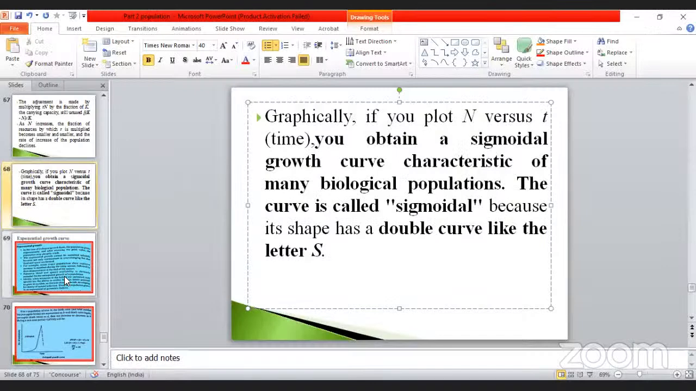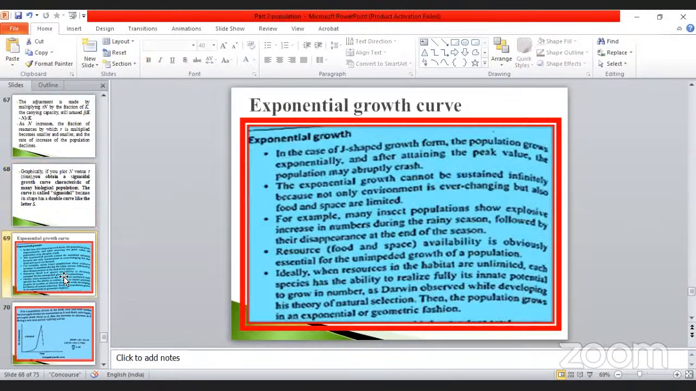Go to the next one. What is that? You know, exponential growth. Already we discussed this part. In the case of J-shaped growth form, the population grows exponentially. Now, after attaining the peak value, the population may abruptly crash. The exponential growth cannot be sustained infinitely because not only is the environment ever changing, but also food and space are limited. Already I told you.